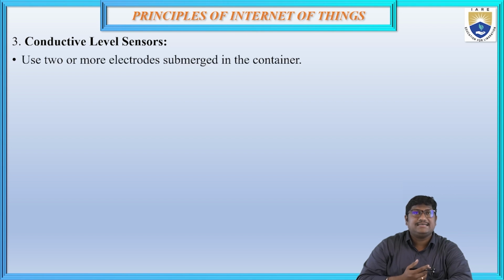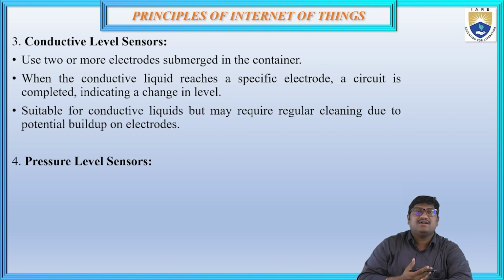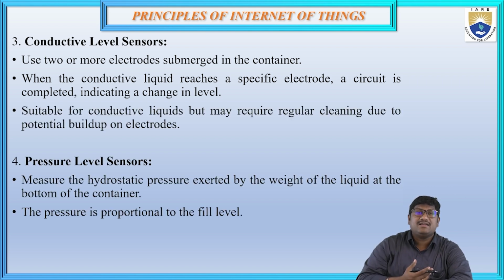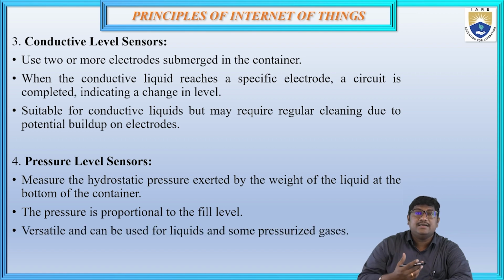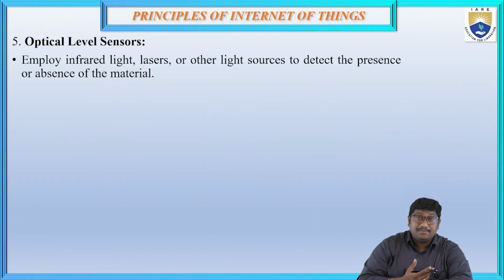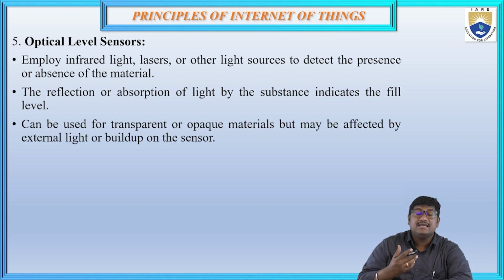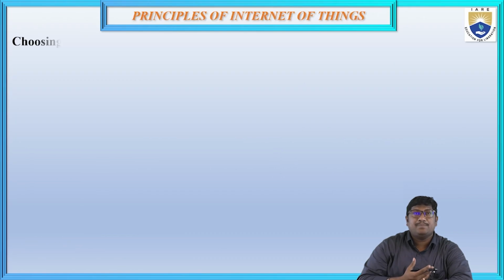Coming to the third one, conductive level sensors, which use two or more electrodes submerged in a container. When the conductive liquid touches a specific electrode, it indicates the level. Coming to the next one, pressure level sensors, which measure pressure proportional to the level. And the optical level sensors employ infrared light or lasers, using reflection and absorption of light to detect the levels, for transparent and opaque substances.